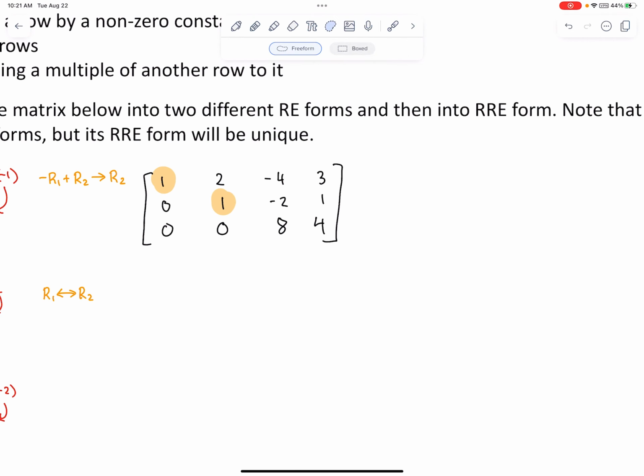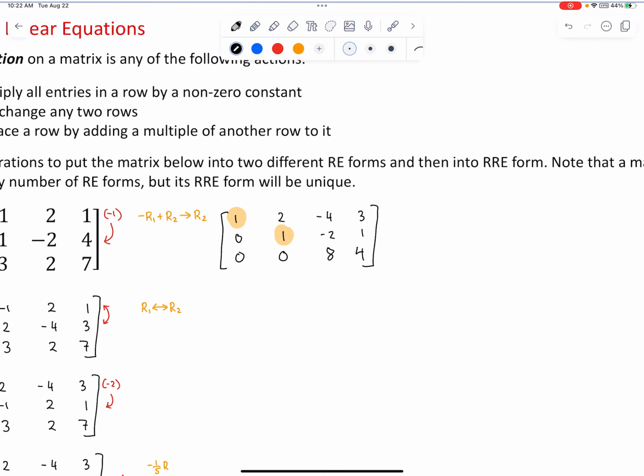One option from here is to change this to a 0 if I'm trying to obtain RRE form directly, but the instructions ask me to put this first into just regular RE form and then to take it a little bit further to go to RRE form. So I'm going to follow those instructions and focus on my next pivot position, which in this case would be this location right here. I want that to be a 1.